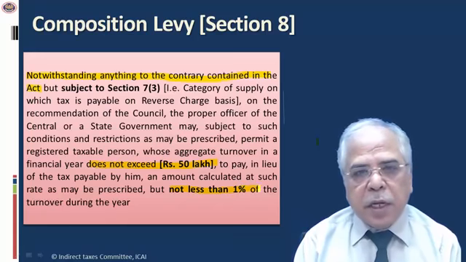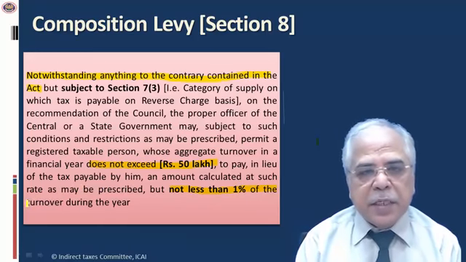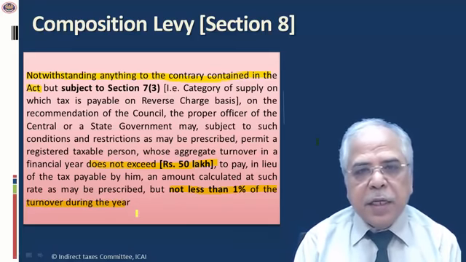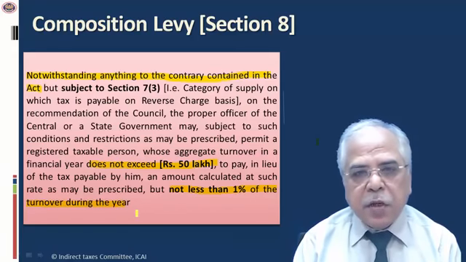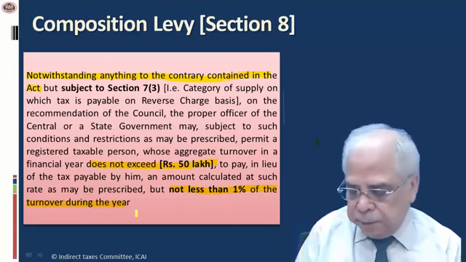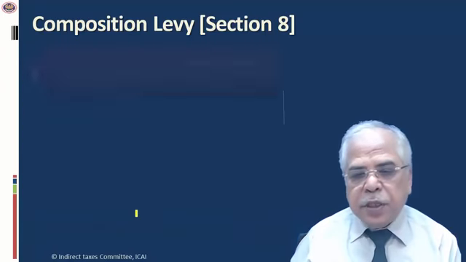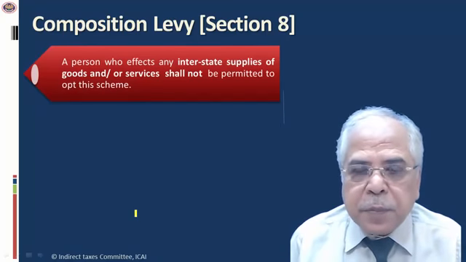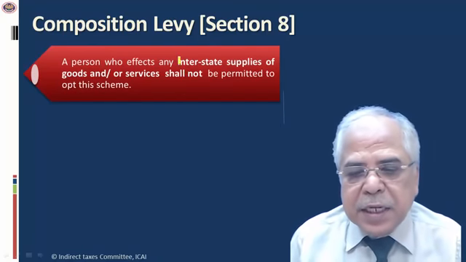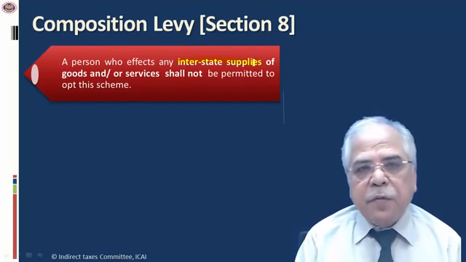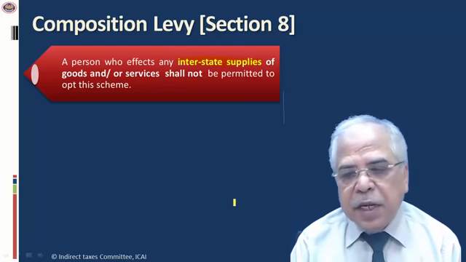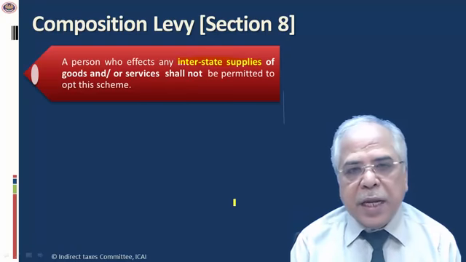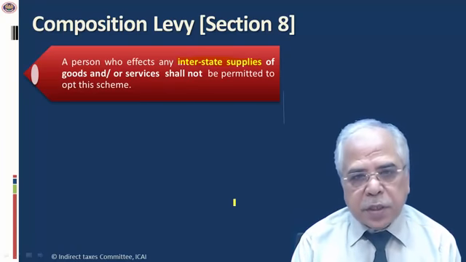Meaning thereby, we are talking and dealing with the intrastate supplies. So there is a CGST Act and SGST Act. So meaning thereby, the composition levy shall not be less than 2%. And this composition levy is applicable only when the person is dealing with the intrastate supplies. Meaning thereby, if a person is having a transaction in the course of interstate trade, then he is not entitled to opt for the composition scheme.